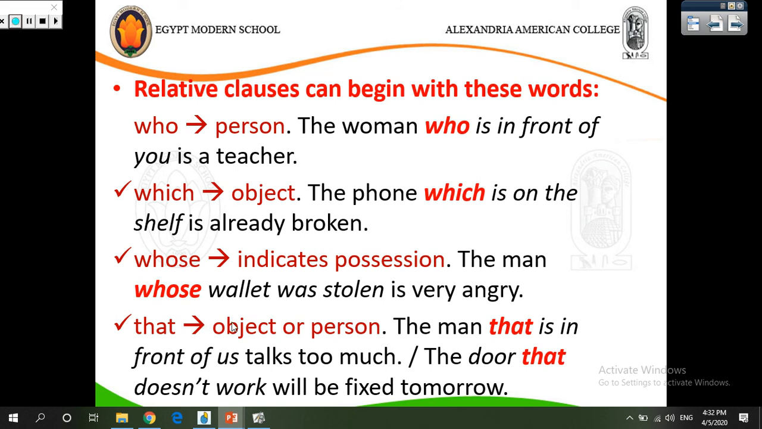That, objects, things, people, animals. The man that is in front of us talks too much. The door that doesn't work will be fixed tomorrow. So here we have a relative pronoun followed by the relative clause.